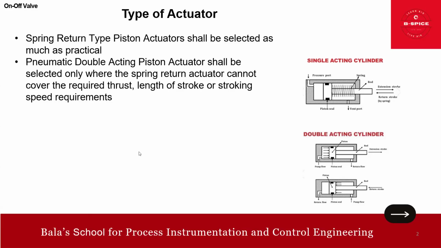A pneumatic double acting piston actuator shall be selected where the spring return actuator cannot cover the required thrust, length of stroke, or stroking speed requirements. Only for that particular application do we go for this. Otherwise, you go with the spring return. If you see the double acting here, this is your pump flow direction. This is a piston, and this is your extension stroke. Then this is your return flow, and this is your return stroke. So the pump flow is in this direction and the return flow is here. This is the typical double acting.